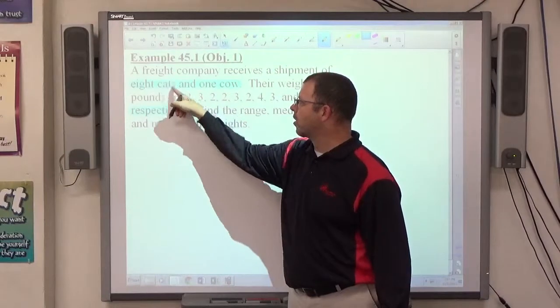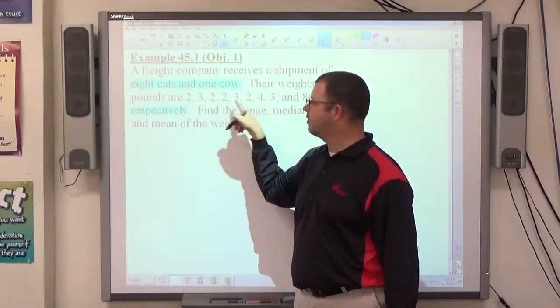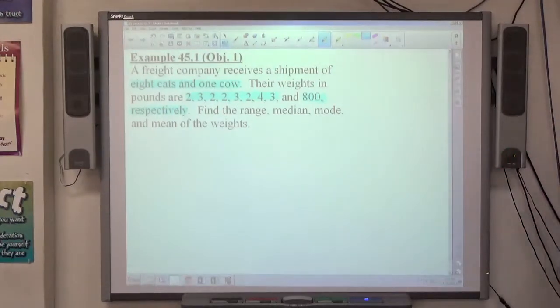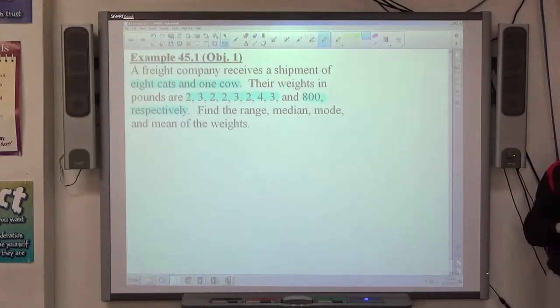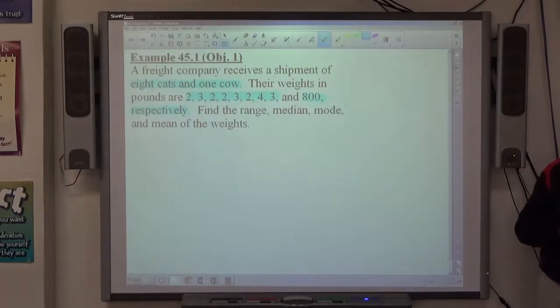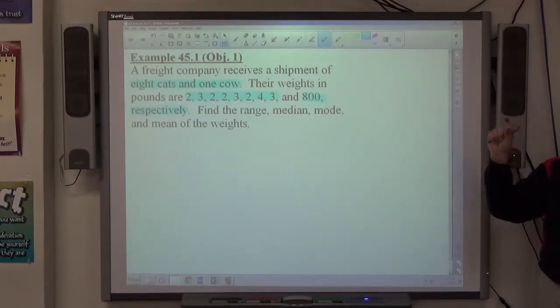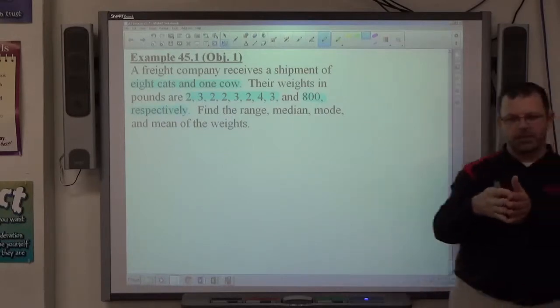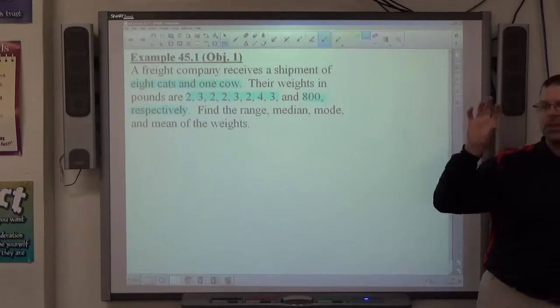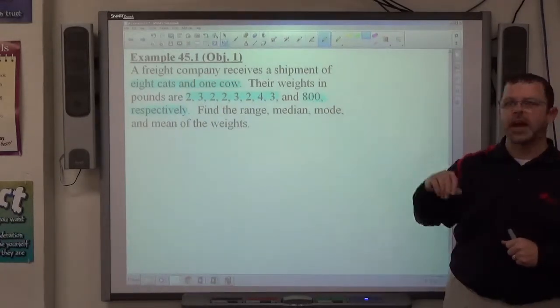It means that the order that they gave us this, that's the weight. So the 8 cats are these, and that's the cow. We could have probably assumed the 800 was the cow, but just in case you didn't know, the cow was 800 and all the cats. It could have been a really fat cat and a really thin cow, I don't know. But just know that anytime they've listed some categories and gave you some numbers and they say respectively, they just mean that the numbers are in the order of the categories.